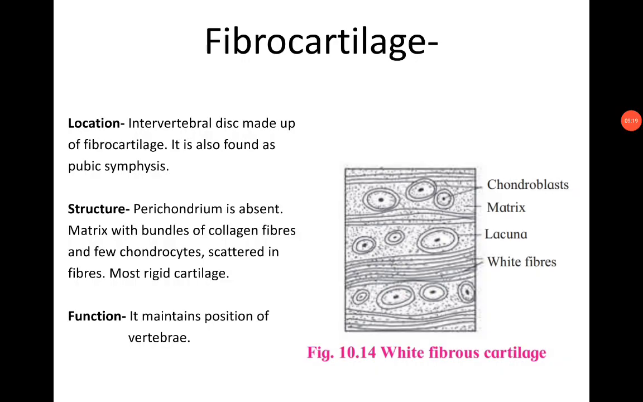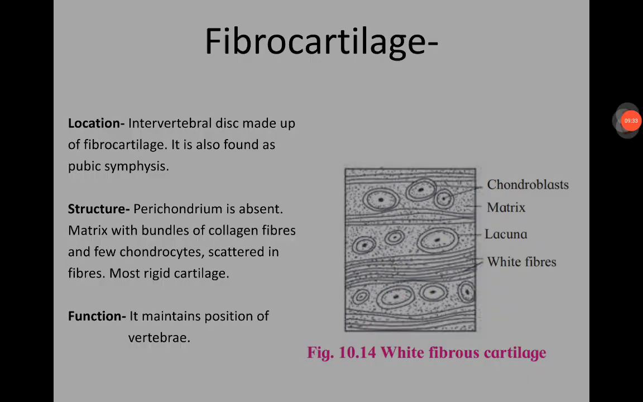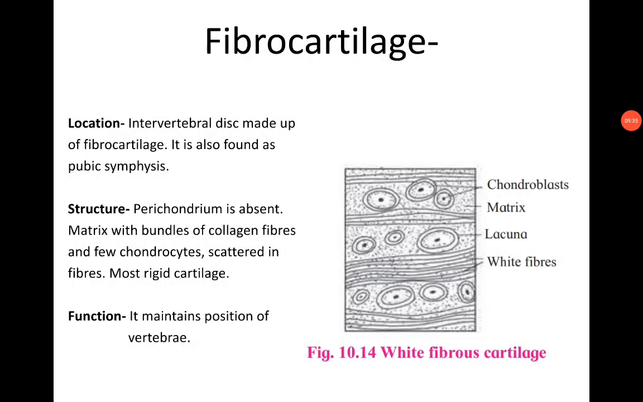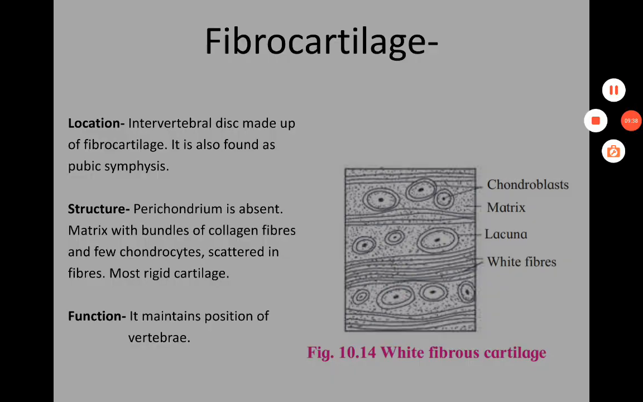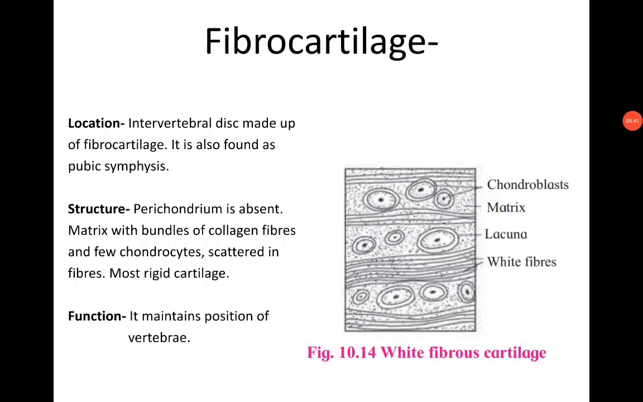Many bunches of white fibers are present in this tissue. A few chondrocytes are scattered in the white fibers. This is the most rigid cartilage. It is the strongest compared with hyaline and elastic cartilage. Lacunae are present, with chondrocytes inside them. The quantity of white fiber is large, hence this cartilage is stronger.